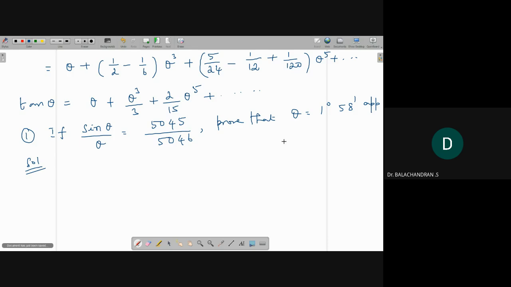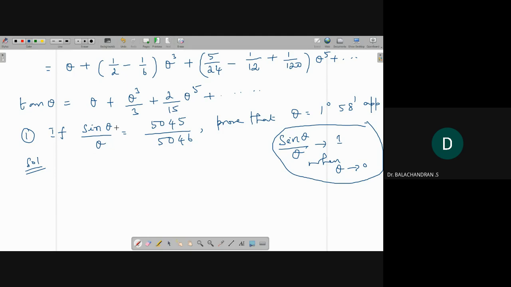Sin theta by theta approaches 1 when theta approaches 0. So when theta is very small, sin theta by theta is nearly equal to 1. Is it correct? Yes, sir. This implies that theta should be very small. So that is the first observation.